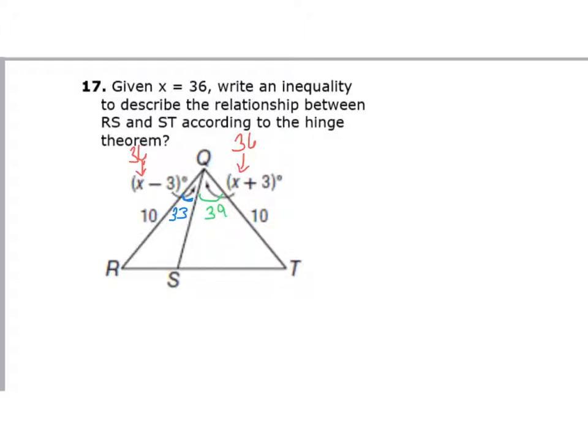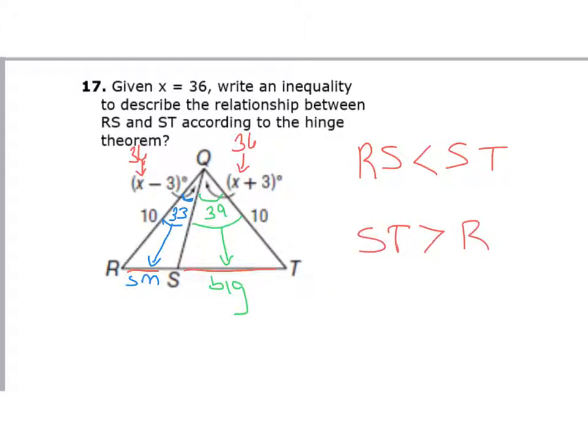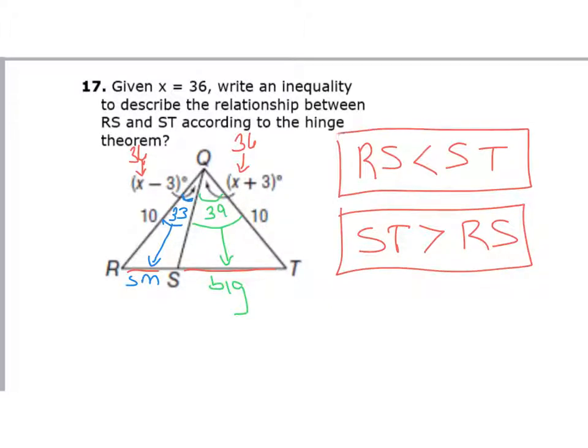So the next thing I do is look across from those angles, and I know that 33 is smaller than 39, so this side will be smaller. 39 is bigger, so this side will be bigger. So when it wants me to compare RS and ST, I can either say that RS is less than ST, or I can write it the other way around and say that ST is greater than RS. Either one of these would be good answers.